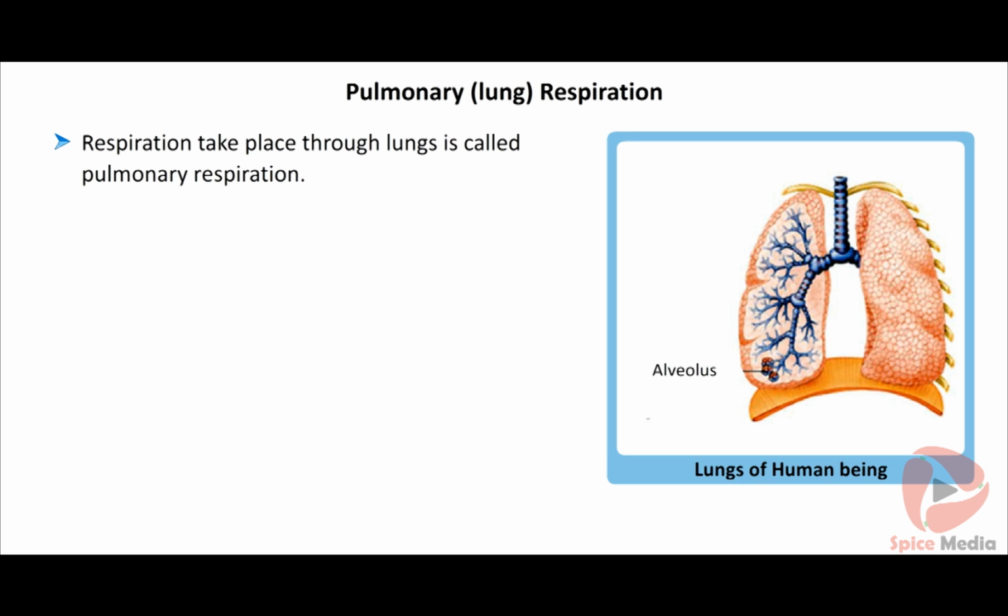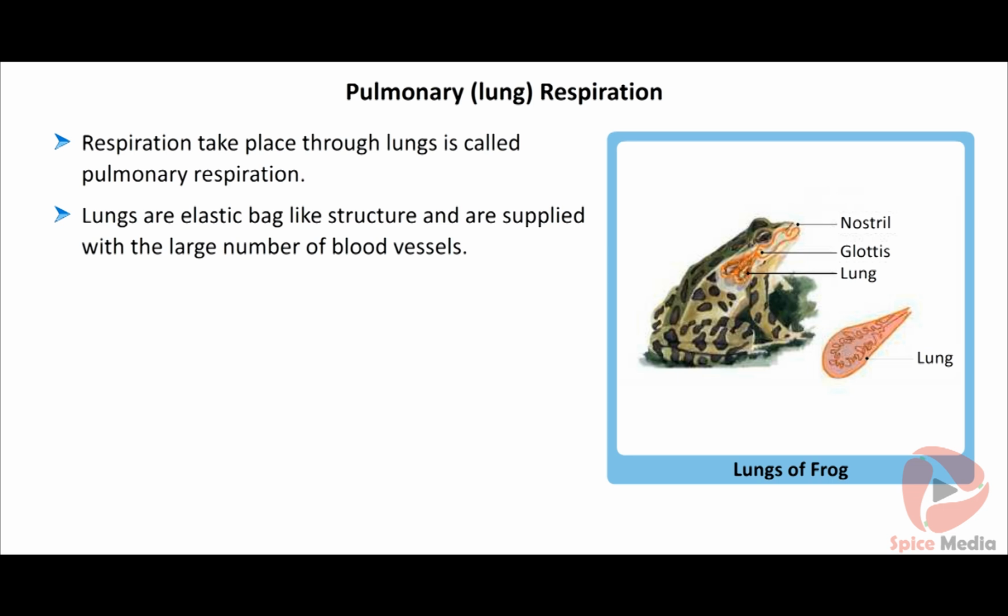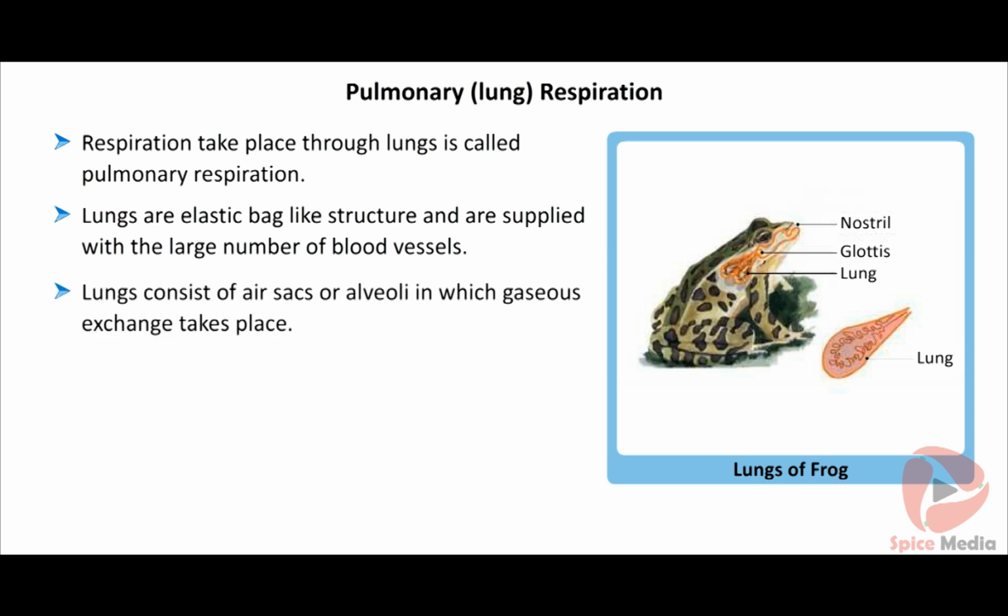Respiration taking place through lungs is called pulmonary respiration. Lungs are elastic bag-like structures and are supplied with a large number of blood vessels. Lungs consist of air sacs or alveoli in which gaseous exchange takes place. Pulmonary respiration is found in amphibians, birds, and mammals.